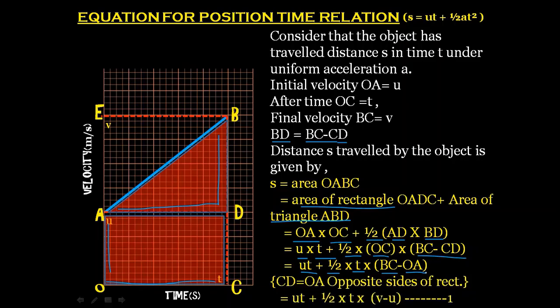Now we get the equation ut plus half into t and v minus u. BC is replaced with v and OA is replaced by u. Now let's assume this as equation 1.